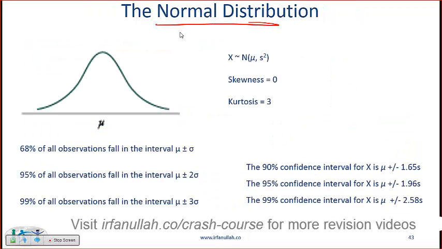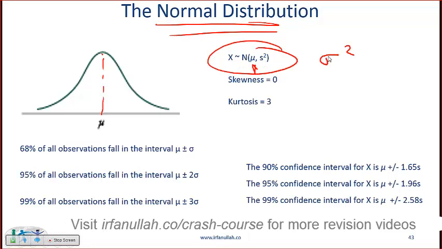Alright, now we come to the most testable distribution, which is the normal distribution. Generally denoted by this, the mu is the mean, and sometimes you'll see S squared, sometimes sigma squared. That is giving you the standard deviation. Different normal distributions can have different means and different standard deviations. But what is it that is common across all normal distributions? What is common is that they always have a skewness of 0, which means they are symmetric. All will have a kurtosis of 3.